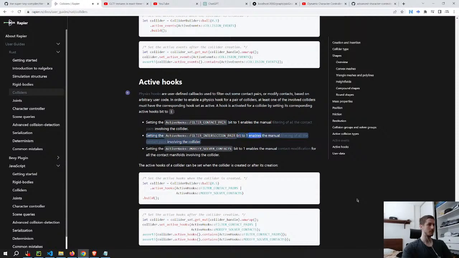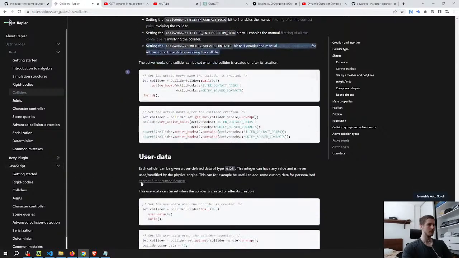Setting the active hooks FILTER_INTERSECTION_PAIR bit to 1 enables the manual filtering of all the intersection pairs involving the collider. Setting the active hooks MODIFY_SOLVER_CONTACTS bit to 1 enables the manual contact modification. Each collider can be given a user-defined data of type u128. This integer can have any value and is never used or modified by the physics engine.